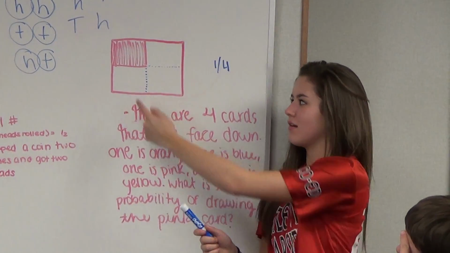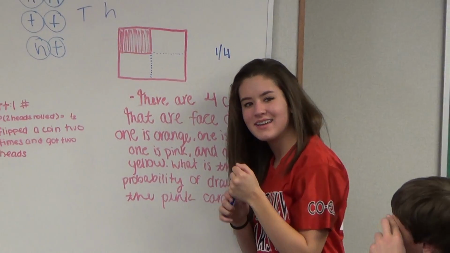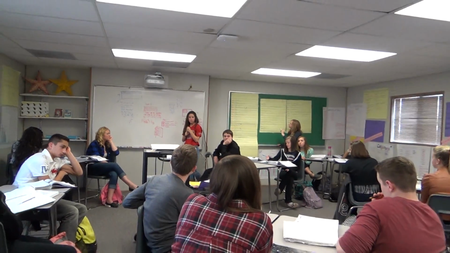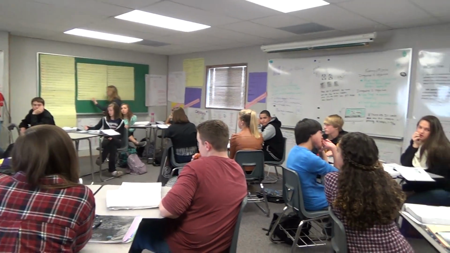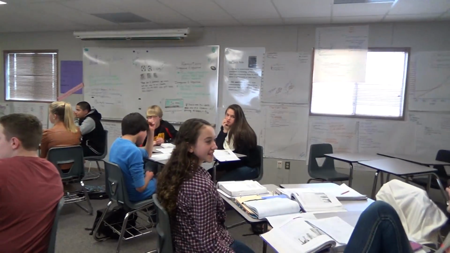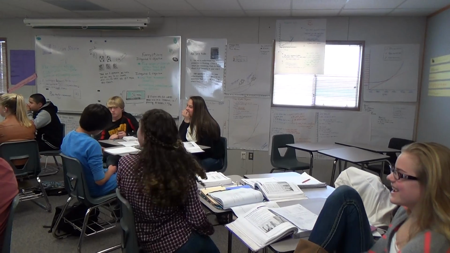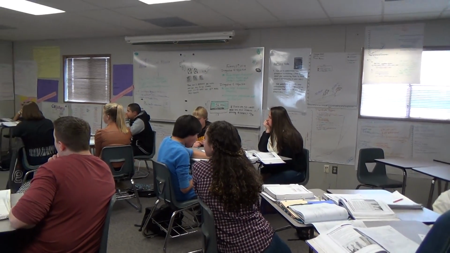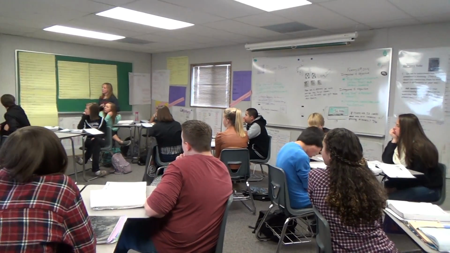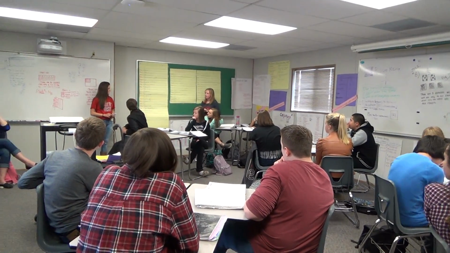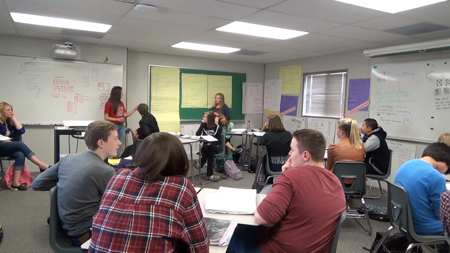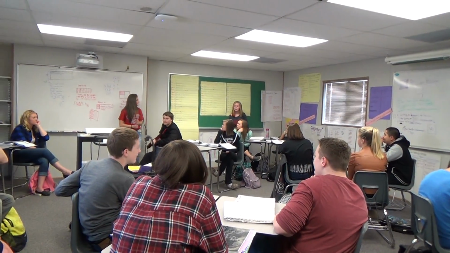Here's the pink card. Wouldn't it be like there's 1 pink card and then 3 white cards? It could do that too. Our group did 3 out of 12, because when you reduce it, you get 1/4. Oh, so that's another number for it? Yeah, because it'll reduce down.